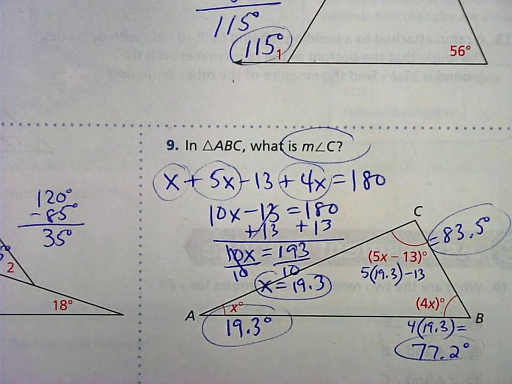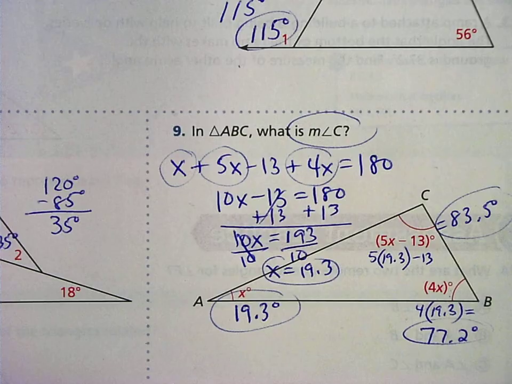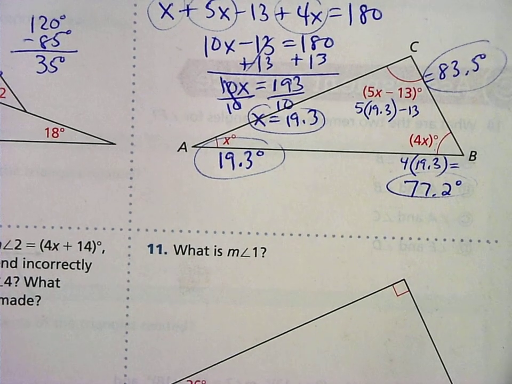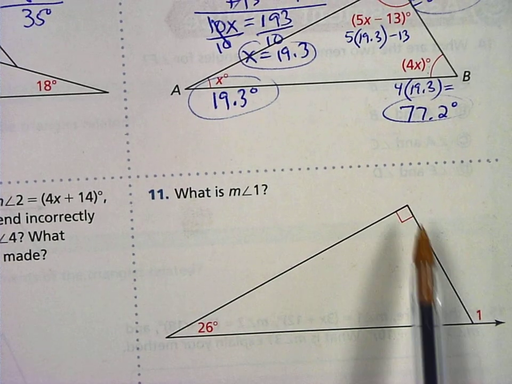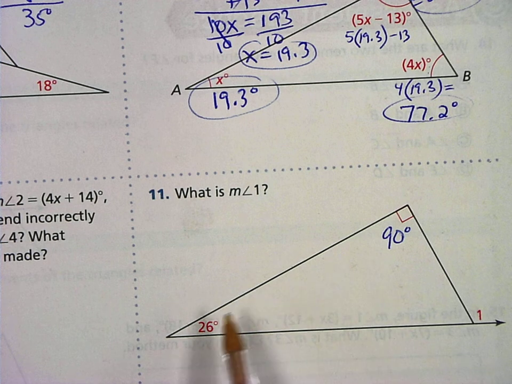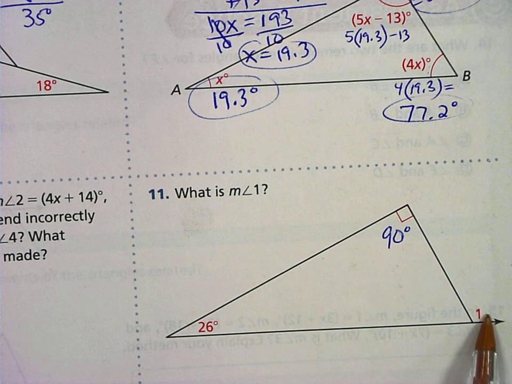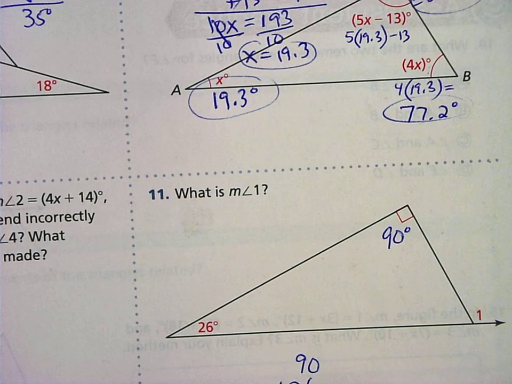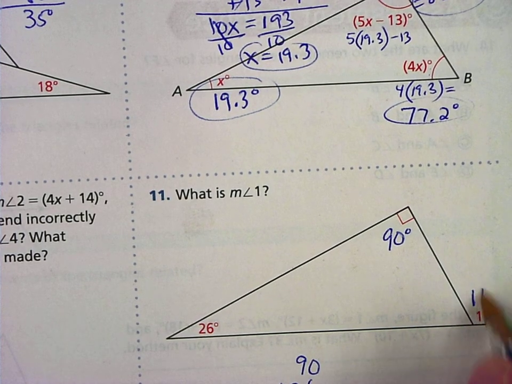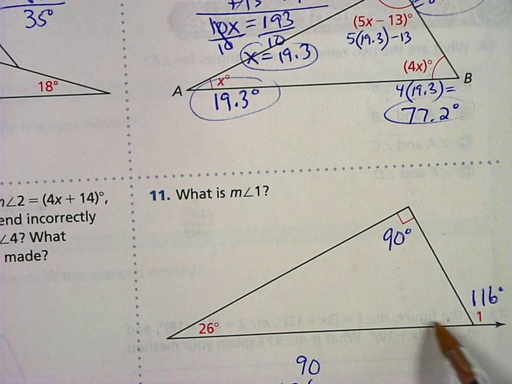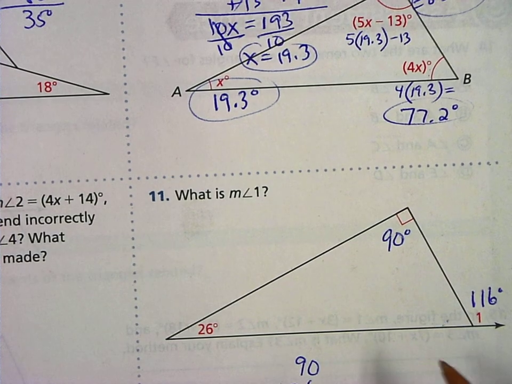Okay, so let's take a look at another one. Let's take a look at number 11. So I know that this is a 90-degree angle right here, and this is 26. So these two added together have to equal this exterior angle, these two remote interior angles. So I can do 90 plus 26, and that's 116 degrees. So I know that's 116 degrees. And then if I wanted to go a step further and find this angle here, I could subtract 116 from 180, and then I'll know this missing one.